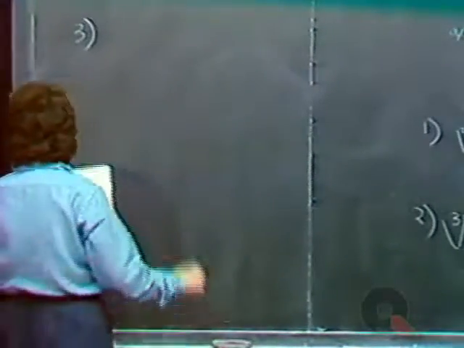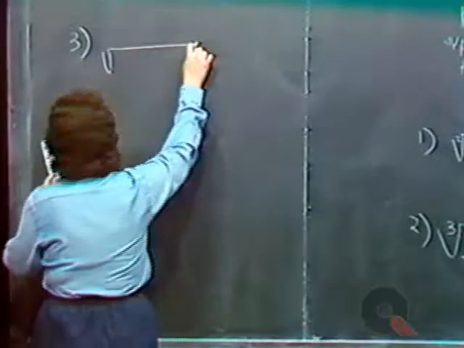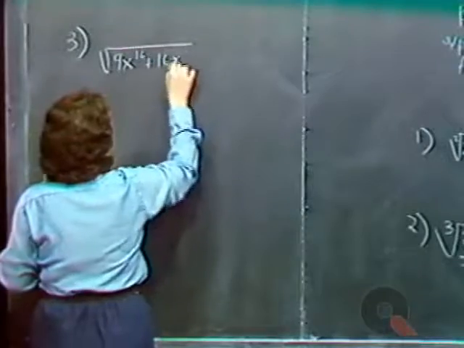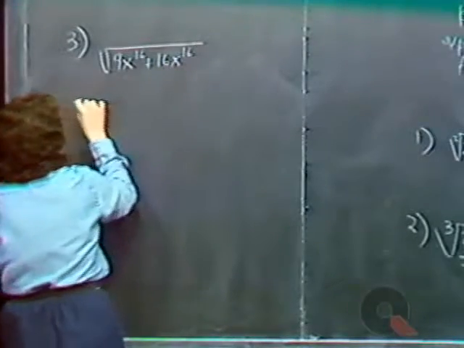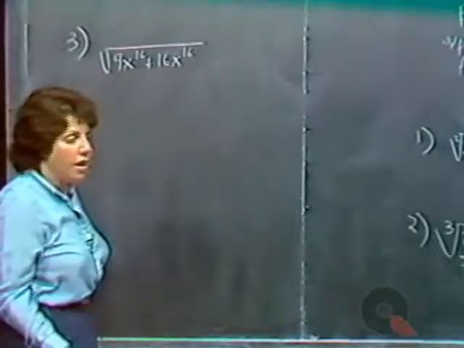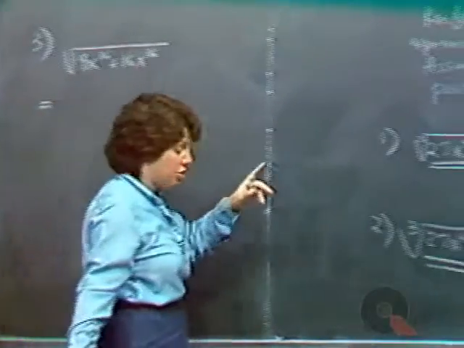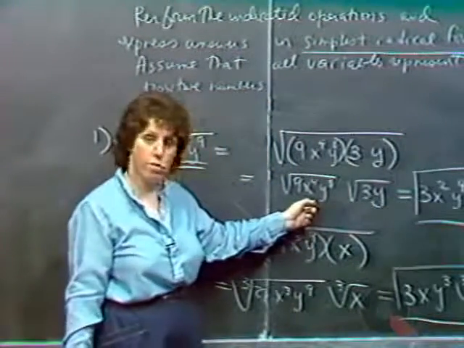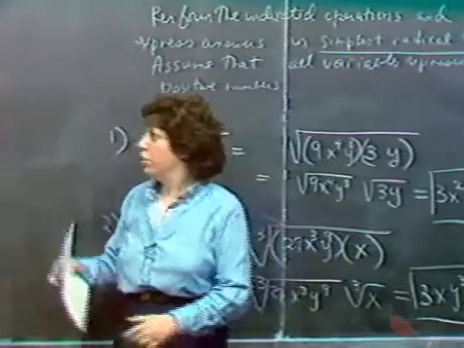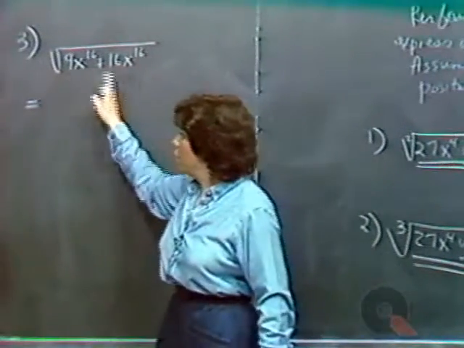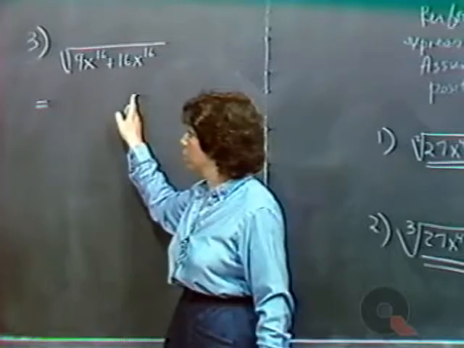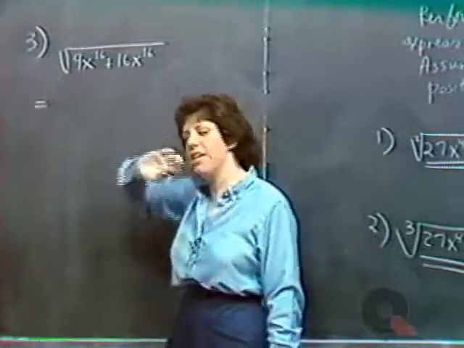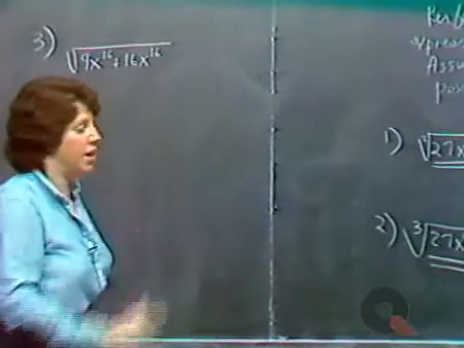All right, problem number 3. We want to simplify the square root of 9x to the 16th plus 16x to the 16th. Now, while the square root of a product is just the product of the square roots of the factors, you cannot do something similar with sums. You cannot say the square root of a sum is the sum of the square roots. You cannot say the square root of 9x to the 16th plus the square root of 16x to the 16th. It works for products, but not for sums.